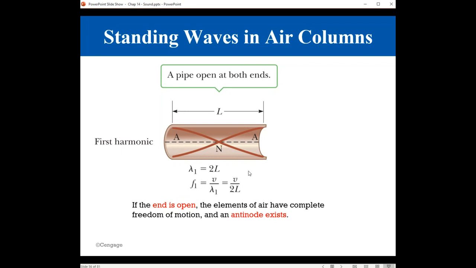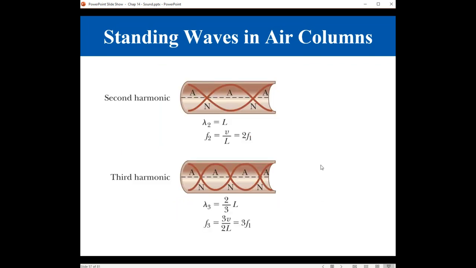Okay? You see that we have an antinode at both ends, and we have just one node in between. This is the fundamental tone for this pipe. This is how we calculate the wavelength from L and the frequency from lambda. Second harmonic, you will have two nodes, and this corresponds to one wavelength. So lambda is equal to L. Therefore, F equals V divided by L, which is twice the fundamental frequency.